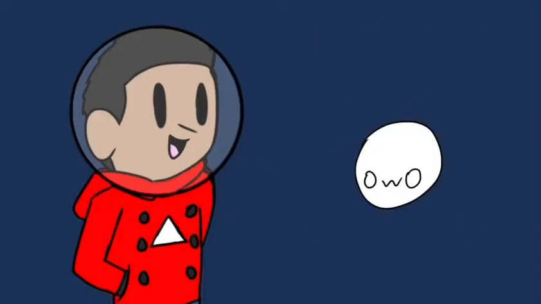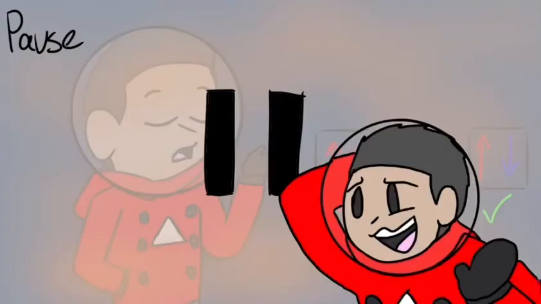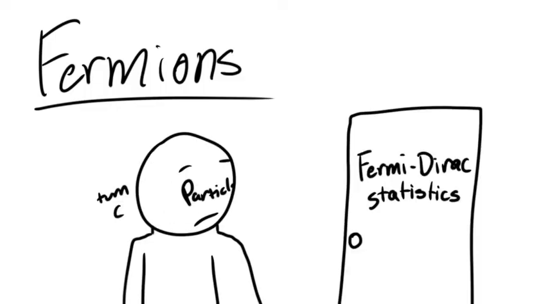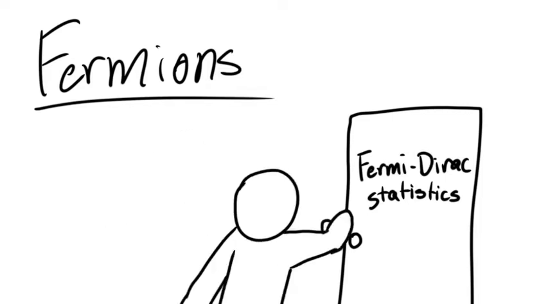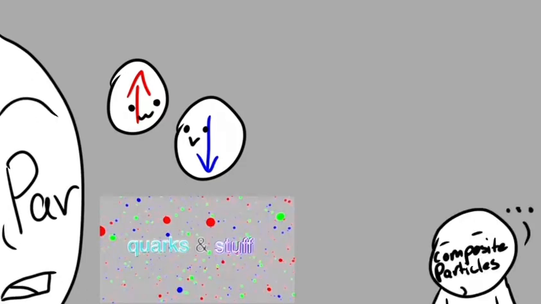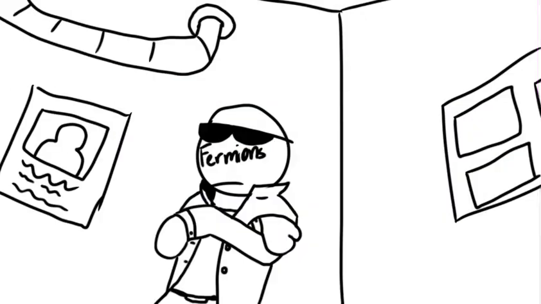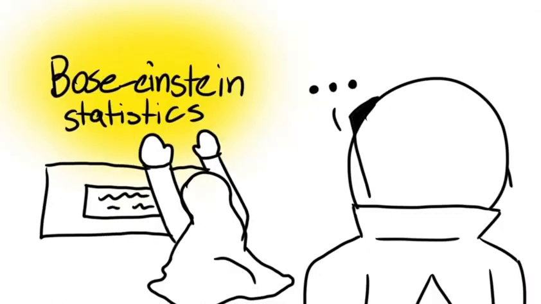Degenerate matter is a highly dense state of fermionic matter, in which the Pauli exclusion principle exerts thermal pressure. Pause for a moment, real quick. Fermions are particles that follow Fermi-Dirac statistics. They generally have half-odd integer spins that include quarks, composite particles, baryons, atoms, and nuclei. And they are different from bosons, which obey the Bose-Einstein statistics.